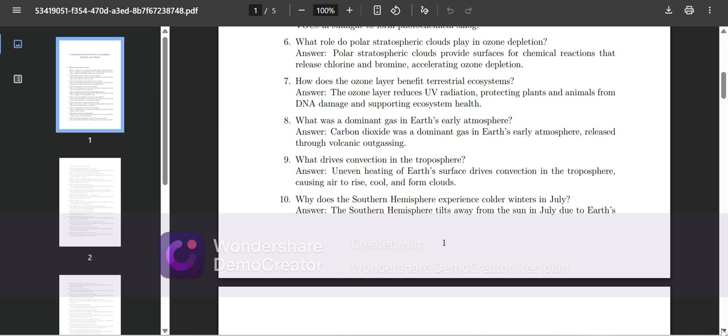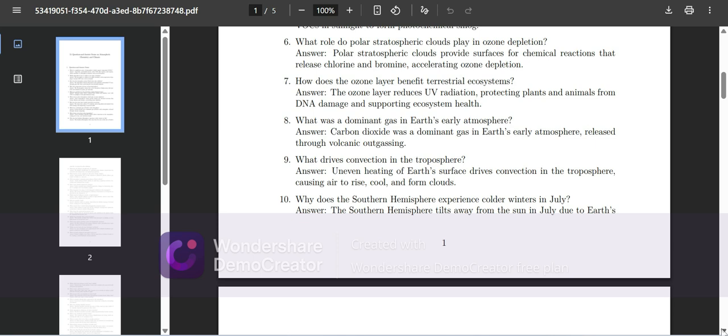What drives convection in the troposphere? Uneven heating of Earth's surface drives convection in the troposphere, causing air to rise, cool, and form clouds.